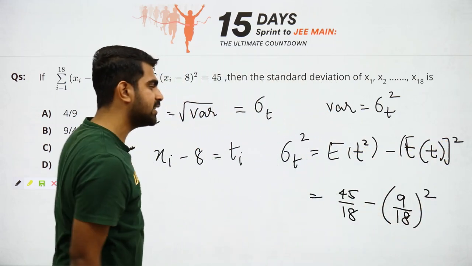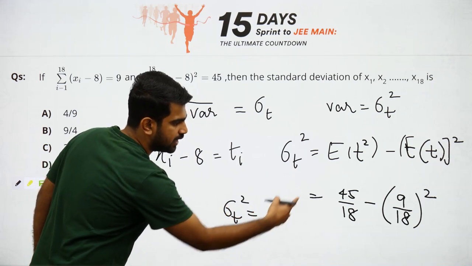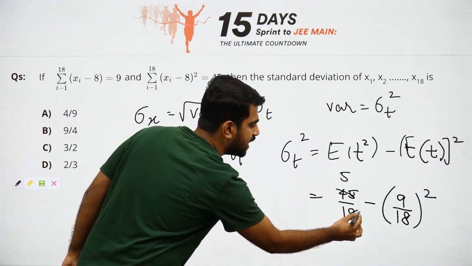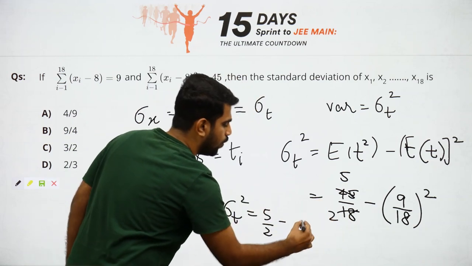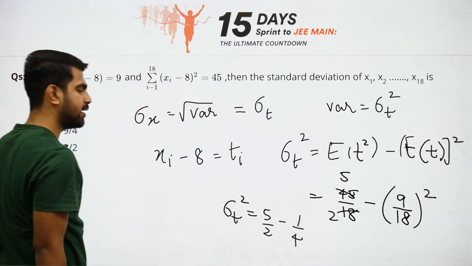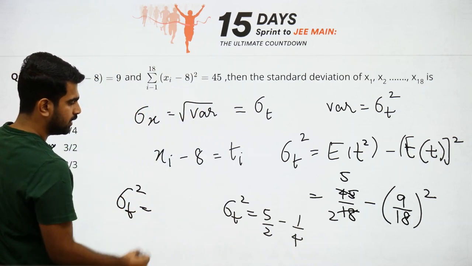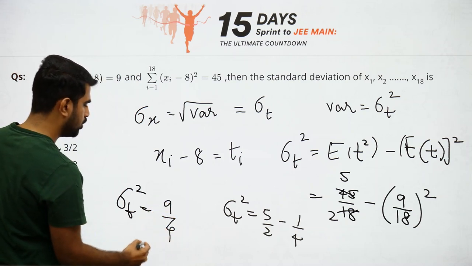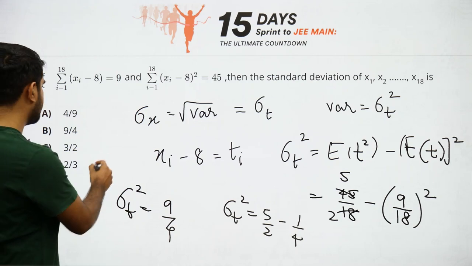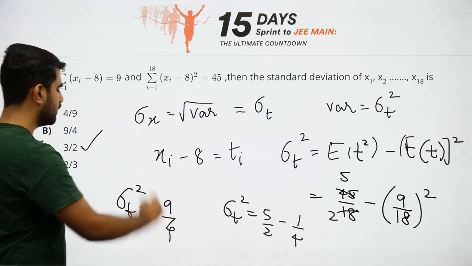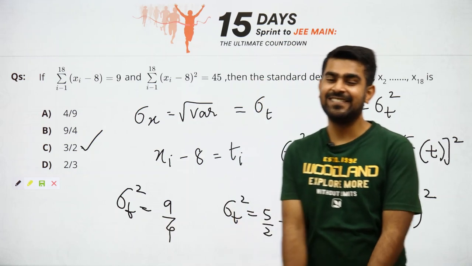So what is my final answer? Can anyone tell me? Sigma t whole square is going to be, I can cancel by 9 tables. 9 5s are 45, 9 2s are 18. So it's going to be 5 by 2 minus 1 by 4. So my final answer will be 9 by 4. So 9 by 4 is standard deviation square. So what is standard deviation? Standard deviation is going to be 3 by 2. Is that okay? Good question, right?